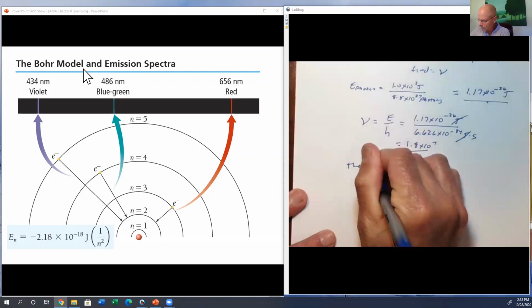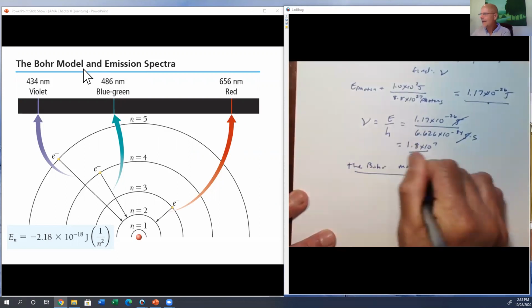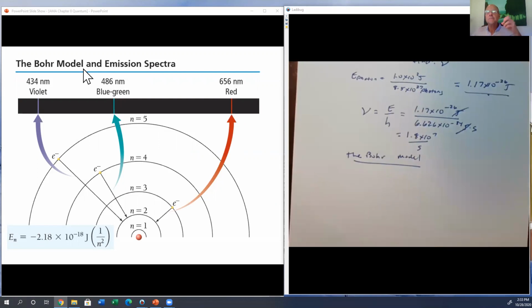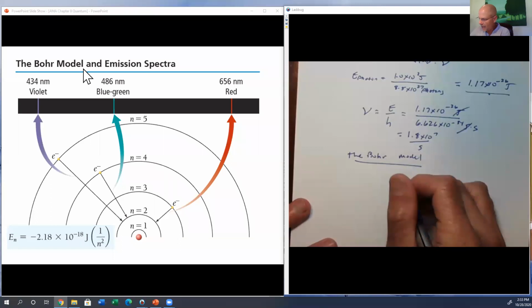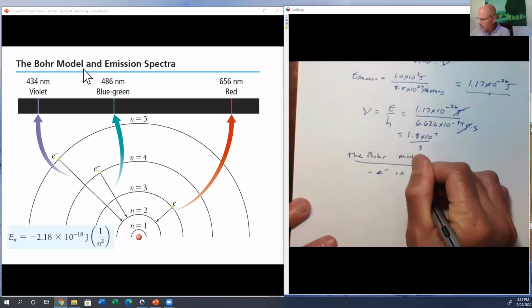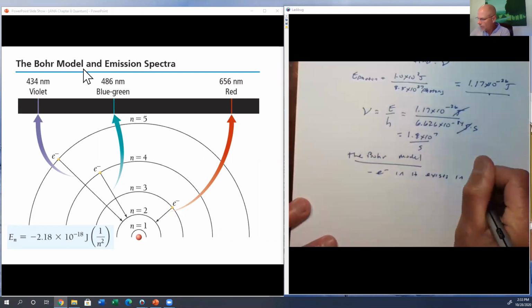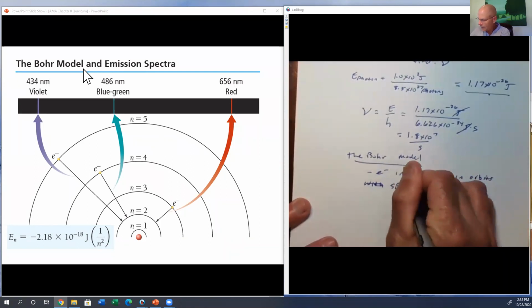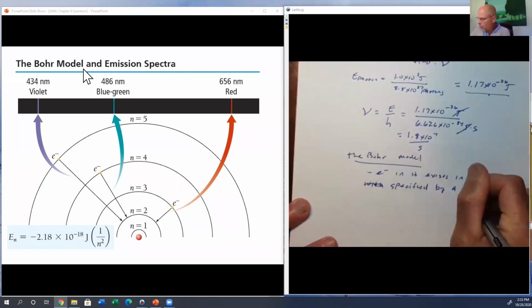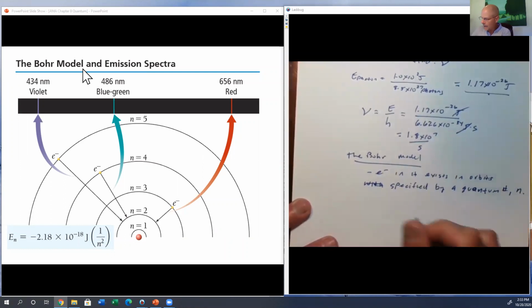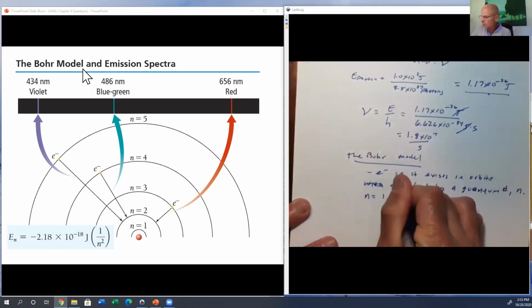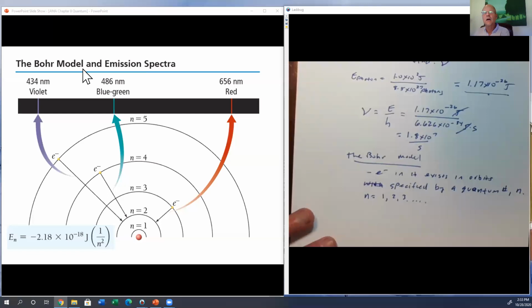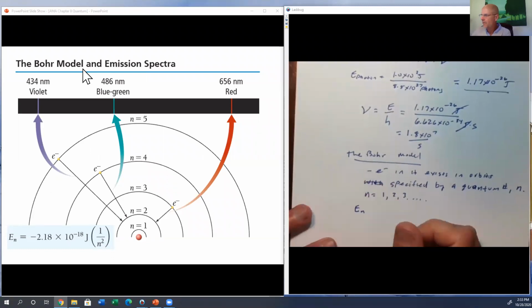And the Bohr model, again, has this idea in it that energy comes in packets. The Bohr model said that the electron in hydrogen exists in orbits specified by a quantum number n. And n can only be 1, 2, 3, etc. It had to be an integer number. And that n determined the energy of that orbit.